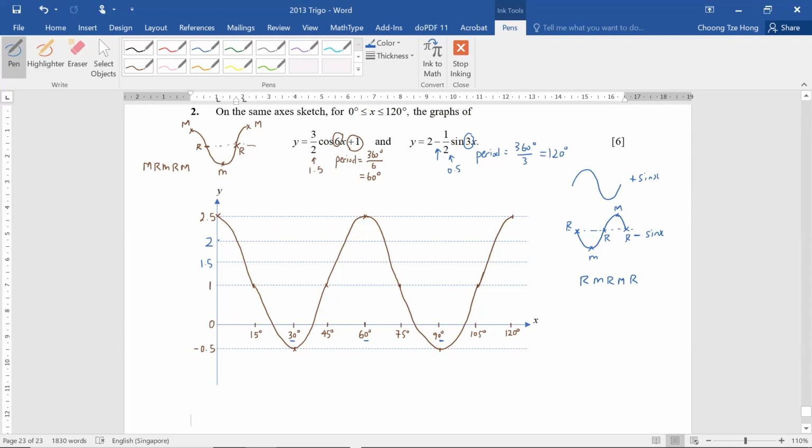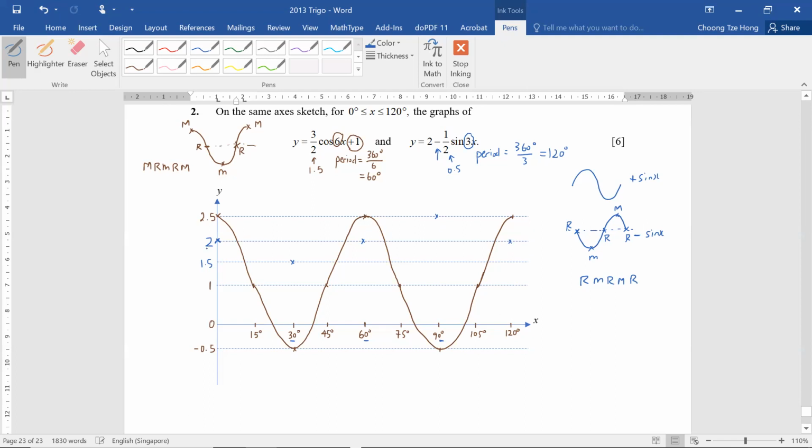So we should start drawing. It goes from rest here, then goes to the minimum. The minimum will be at 30, so go up here. Then at 60, it goes back to the central point, the rest point. At 90, it goes to the maximum. Then at 120, it will go back to the rest point.